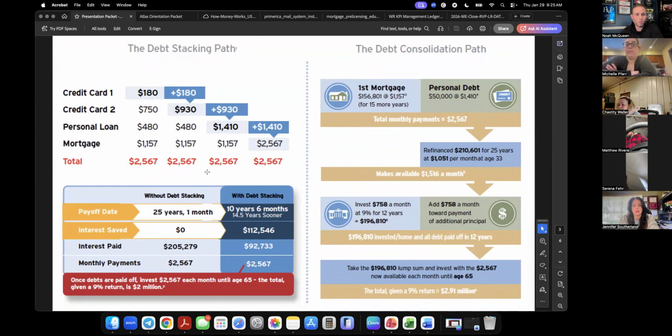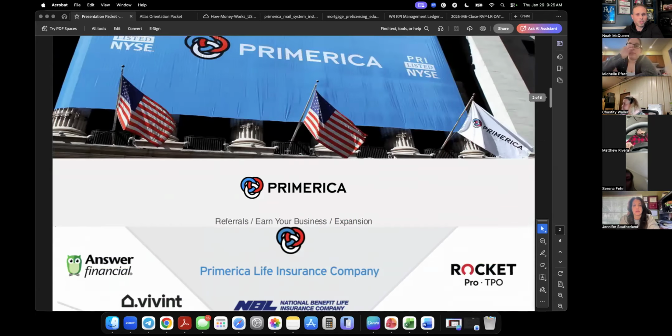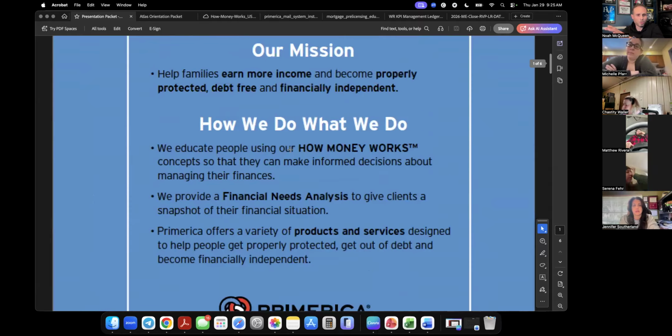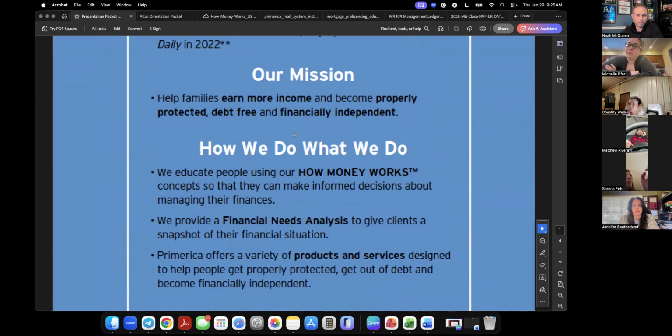But check this out. With just a plan, Michelle, that client got out of debt almost 15 years sooner and saved over 112,000 in interest. Yeah, that's great. Just knowing how to pay your bills more effectively. How crazy is that? Yeah. So that's sort of like what the debt side of things looks like. It's not any sort of like debt consolidation. We don't do anything like that, right?